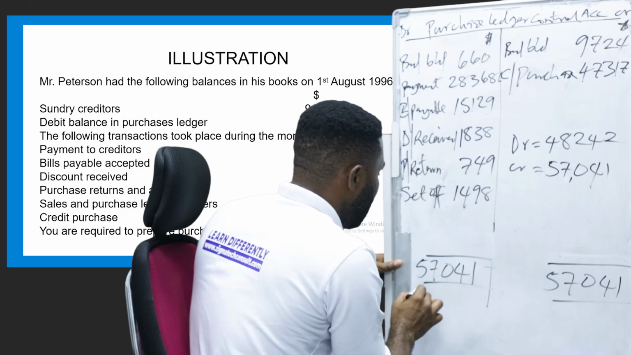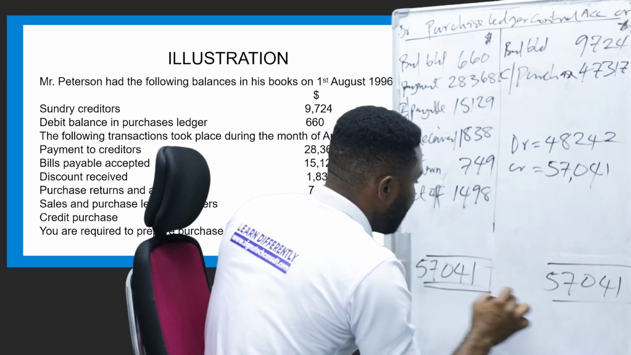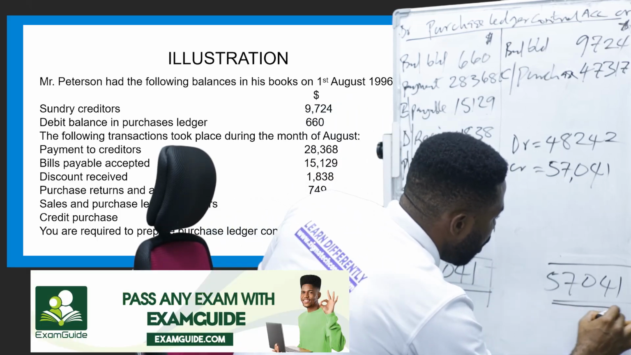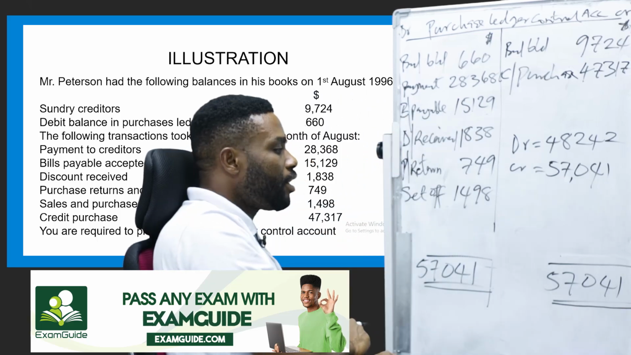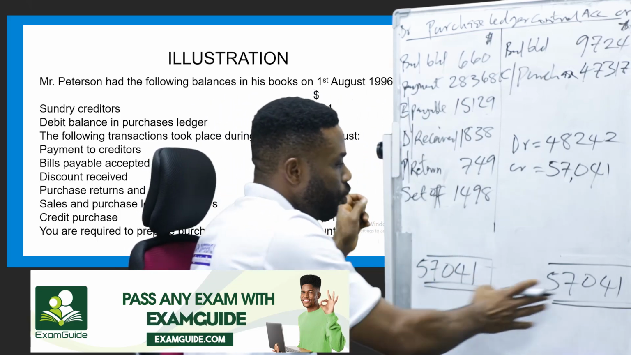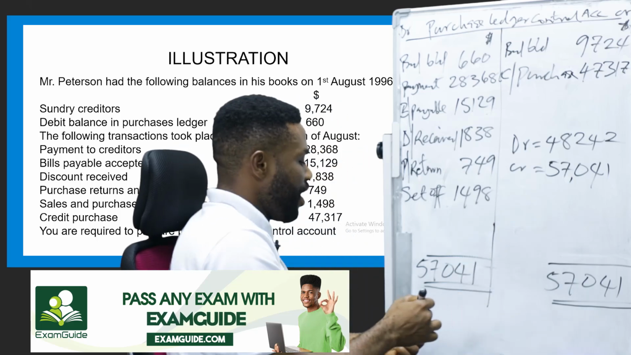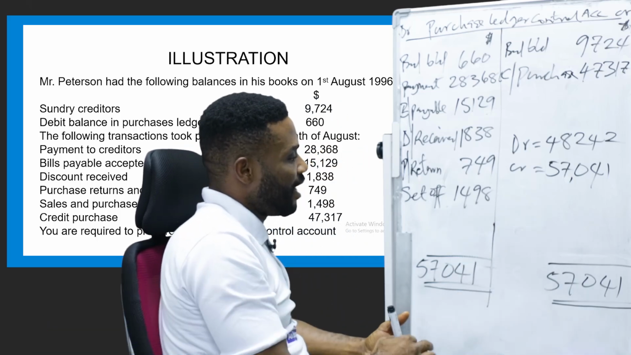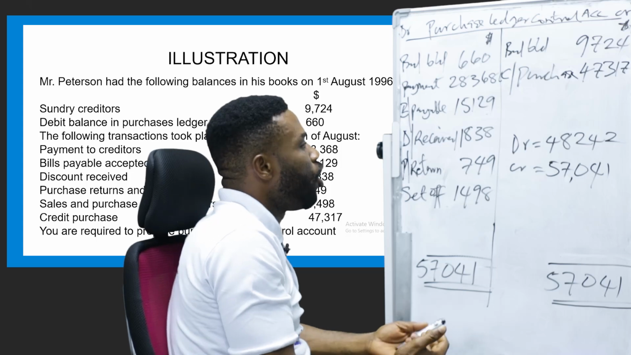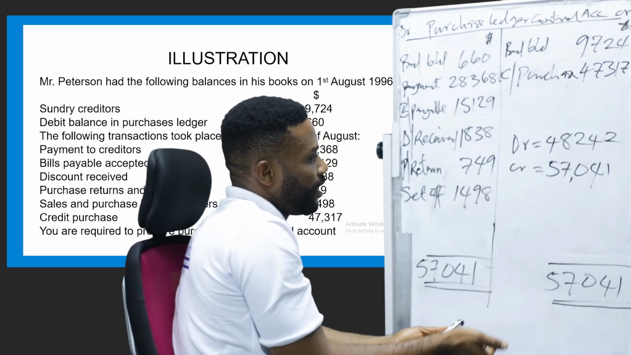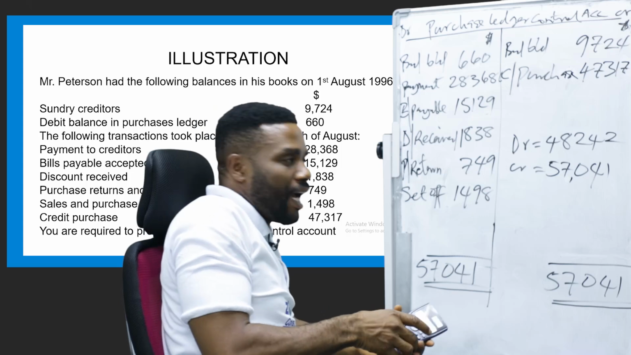57,041. Don't forget, since you are going to end the account, you must draw a small line here to show the accountant that you have closed this account. Meanwhile, how do we now get the balance? The balance at this point is simply to compare your debit and your credit side. So what do you do at this time?